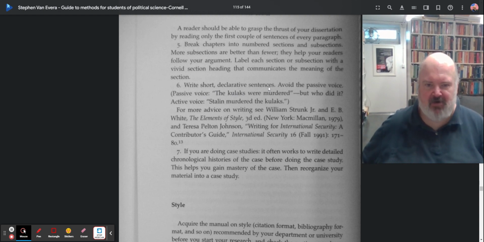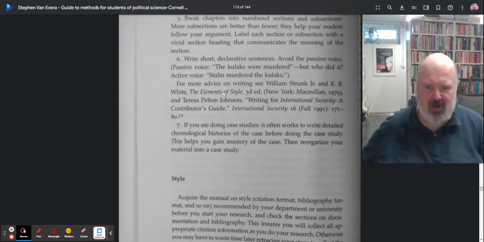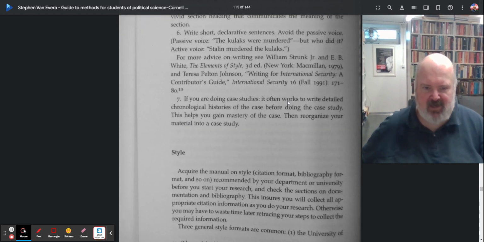Six, write short declarative sentences. Avoid passive voice. Passive voice: the kulaks were murdered. But who did it? Active voice: Stalin murdered the kulaks. For more advice on writing, see Strunk and White's Elements of Style, or Teresa Pendleton's writings in International Security. And seven, if you are doing case studies, it often works to write detailed chronological histories of the case before doing the case study. This helps you gain mastery of the case. Then organize your material into the case study.